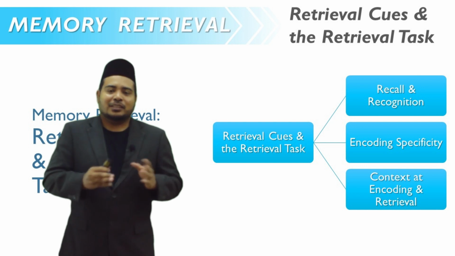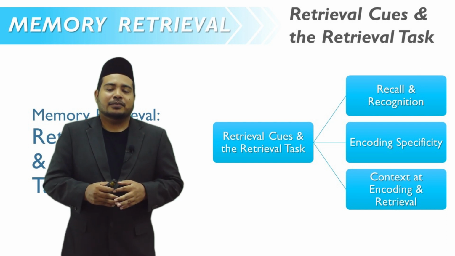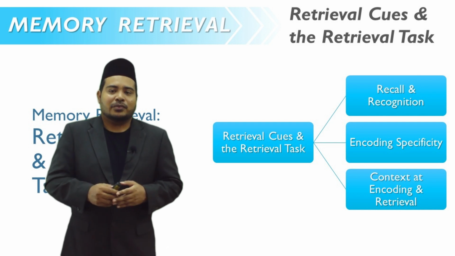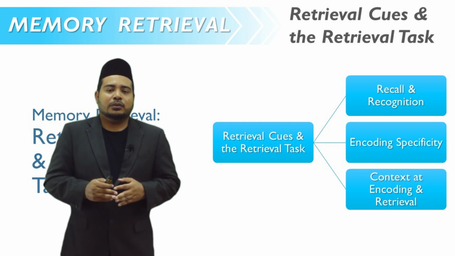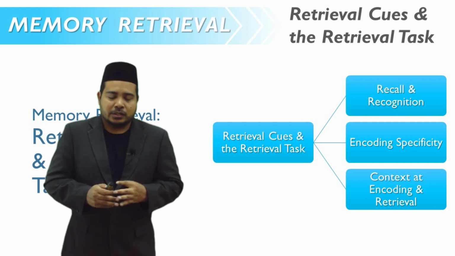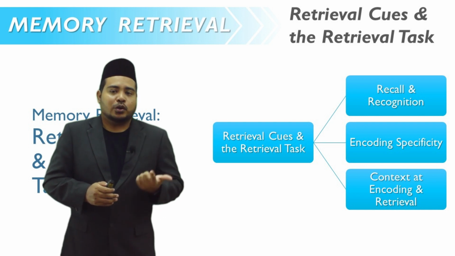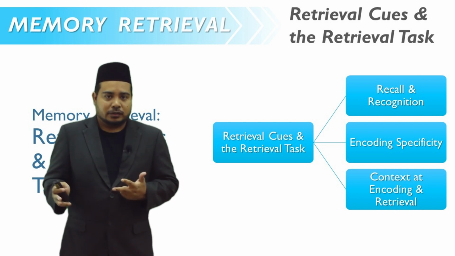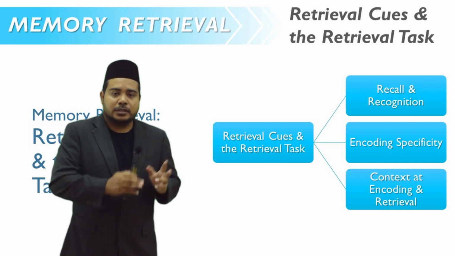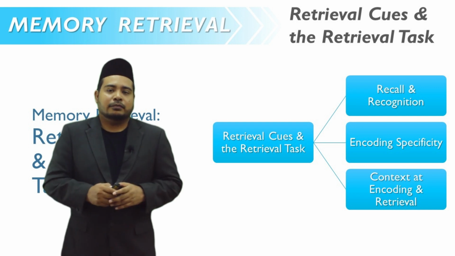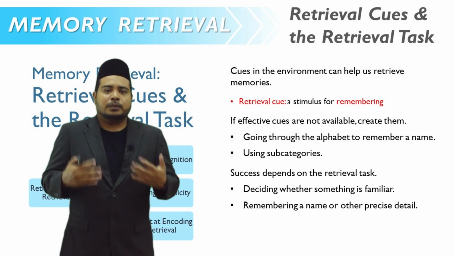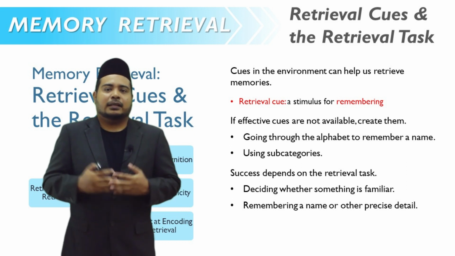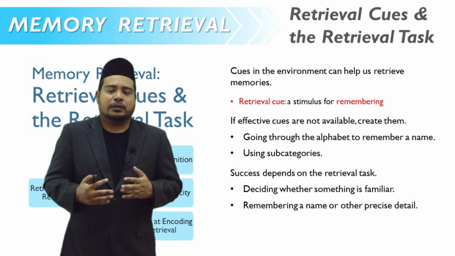Okay, next let's look at retrieval cues and retrieval tasks, the second subtopic under memory retrieval. Under this, we are going to talk about three main points, which are recall and recognition, encoding specificity, and lastly context at encoding and retrieval. All of these are involved in the process of retrieval and retrieval tasks. So, memory retrieval cues and retrieval tasks. Cues or signs in the environment can help us retrieve memories.